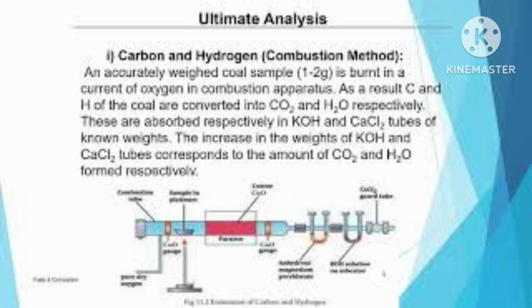Now, sodium cyanide first reacts with iron. Now I am telling you the reaction. Sodium cyanide, NaCN, first reacts with iron sulfate, FeSO4, and forms sodium hexacyanoferrate. After the reaction, it forms sodium hexacyanoferrate(II), meaning iron in the second oxidation state.